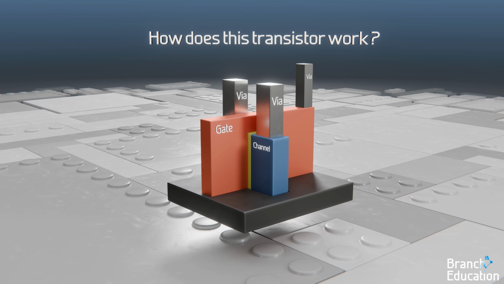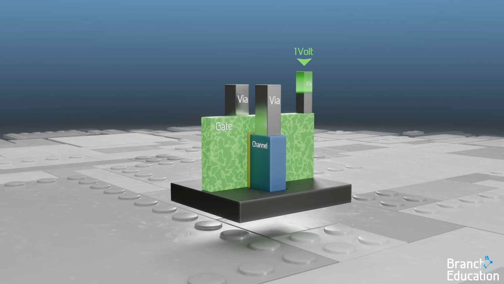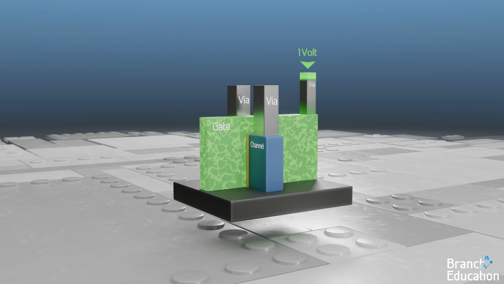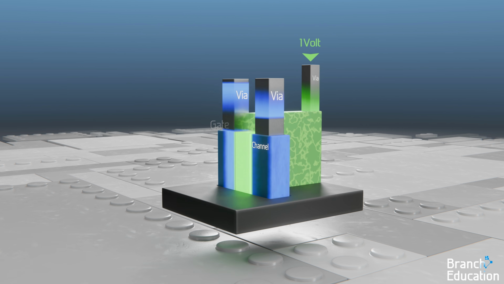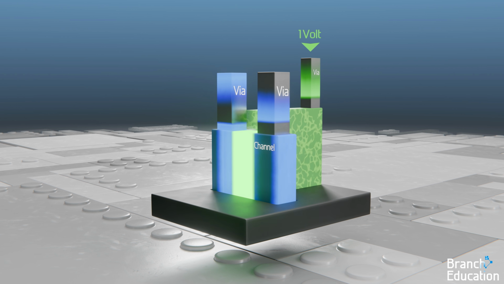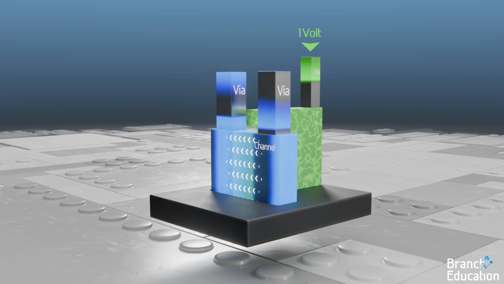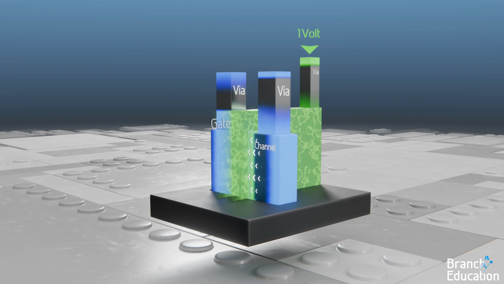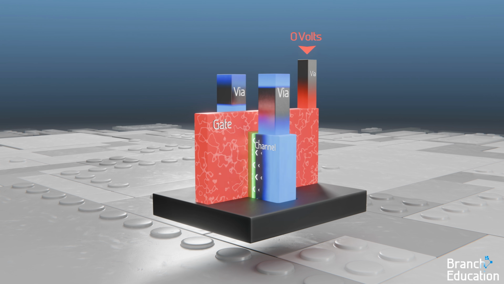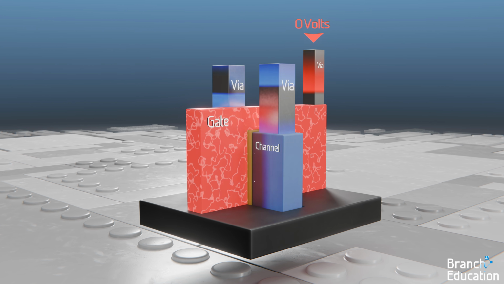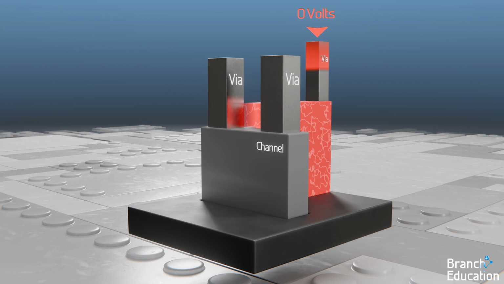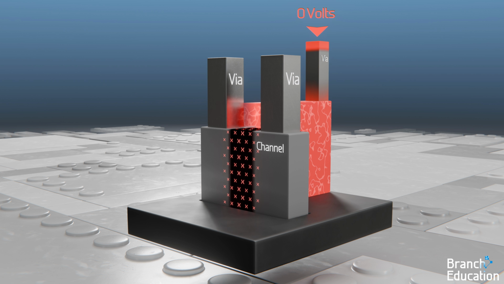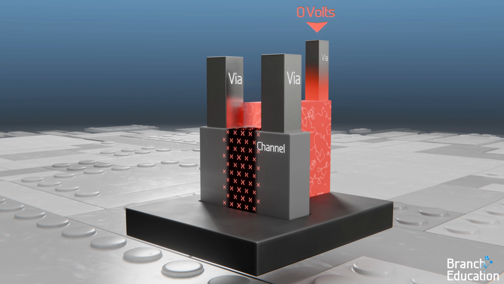So, how does this transistor work? Well, when 1 volt is applied or input to the gate, electricity is able to flow through the channel, essentially connecting one side of the channel to the other side. However, when 0 volts is applied to the gate, electricity cannot flow through, resulting in electrically separating or isolating the two sides of the channel.